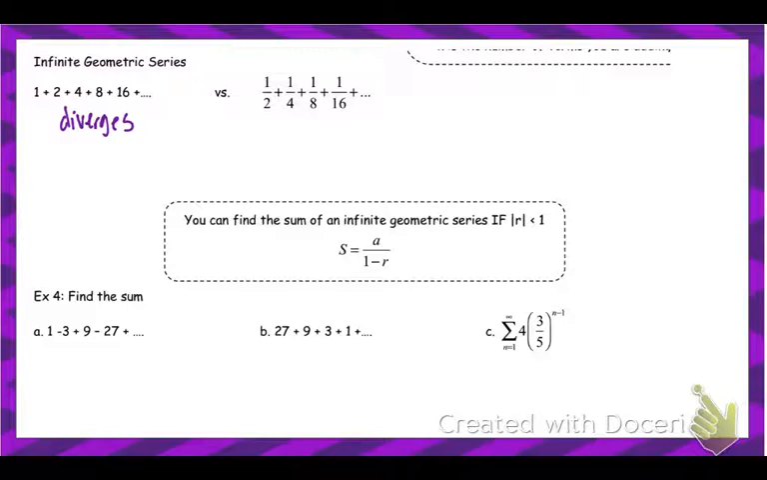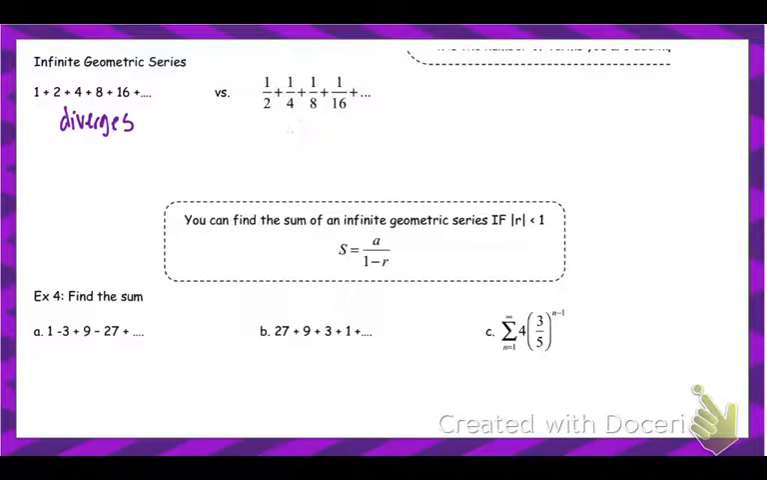Now, you may think that's true for every series. If you just keep adding numbers forever, well, how are you ever going to find a total? That's not always the case, though. All right, so let's look at an example here. 1/2 plus 1/4 plus 1/8 plus 1/16. Again, this is geometric. Each time I'm multiplying by 1/2.